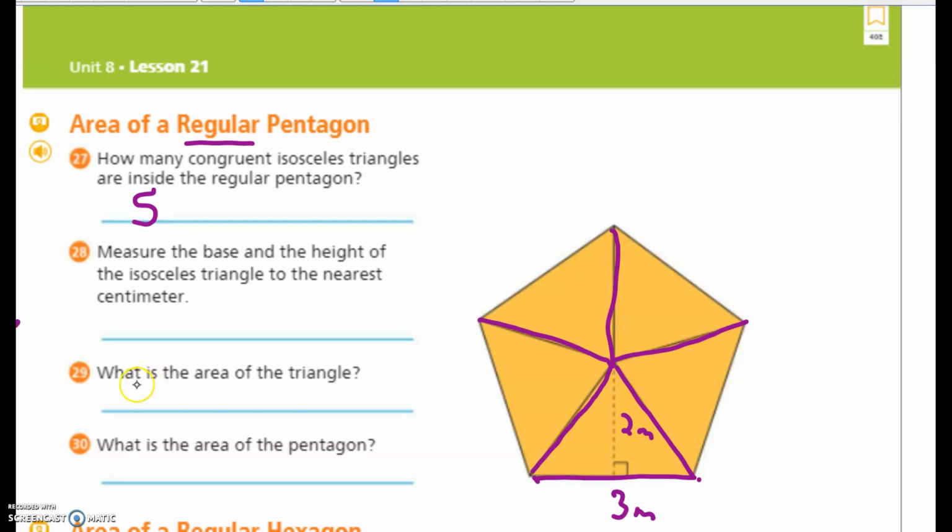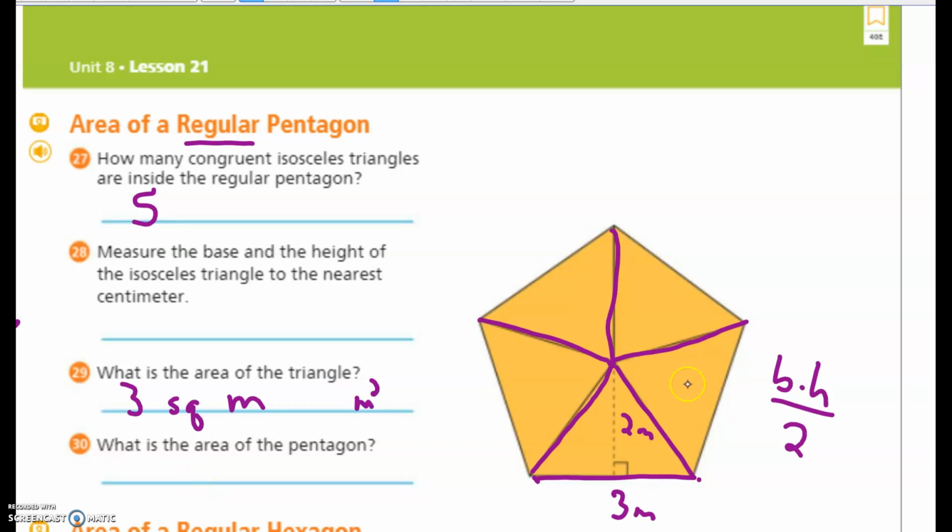What's the area of the triangle? Well, area of the triangle is base times height divided by 2. 3 times 2 is 6. Divided by 2 is 3. So the area of that triangle is 3 square meters. Or you could write it meters squared like that. What's the area of the pentagon?